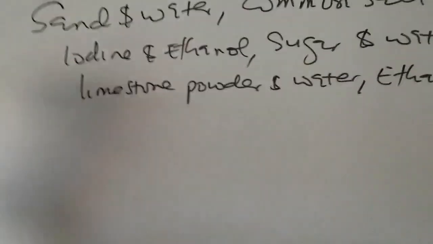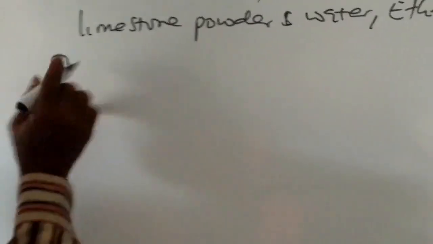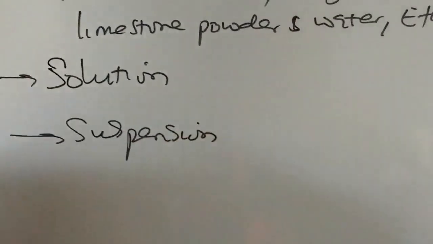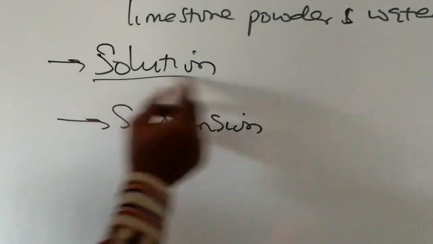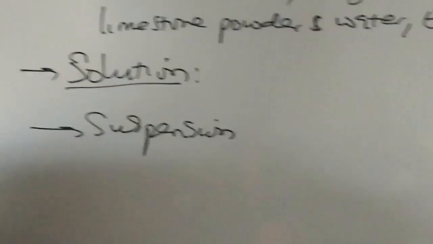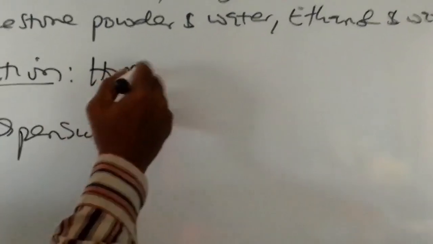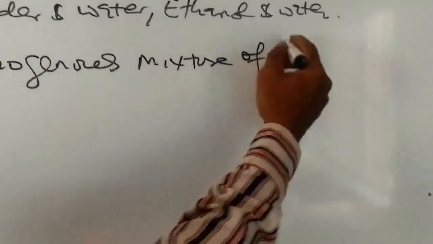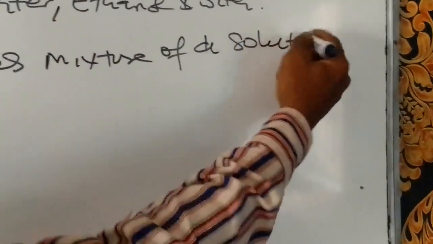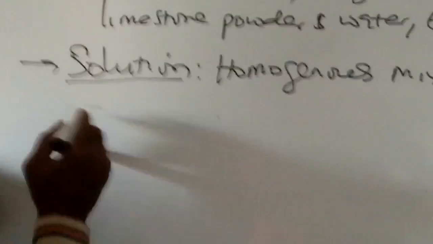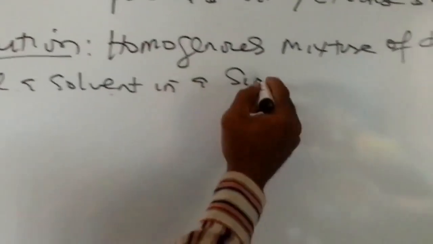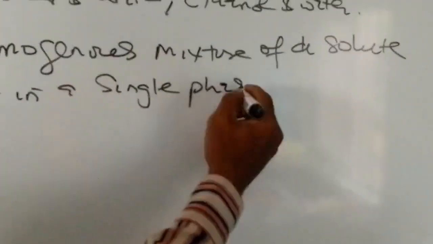Now, before we go ahead, we have to introduce two major types of mixtures. We have a mixture called solution. We have another type of mixture called suspension. We're not going to look at solution today, but for our knowledge, a solution is a homogeneous mixture of a solute and a solvent in a single phase.